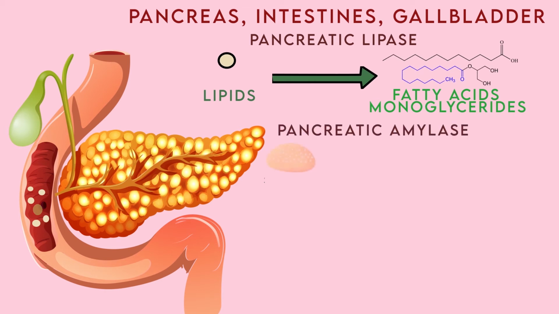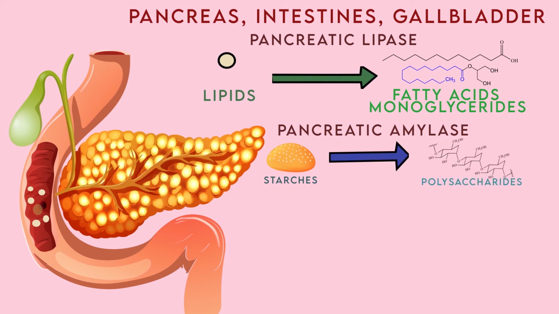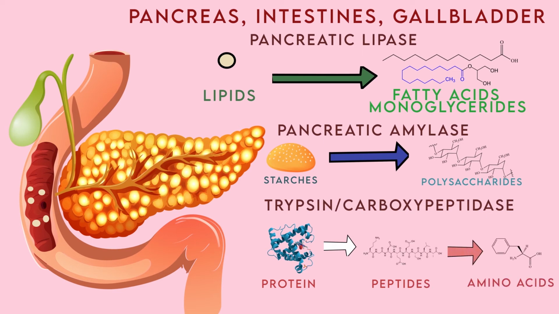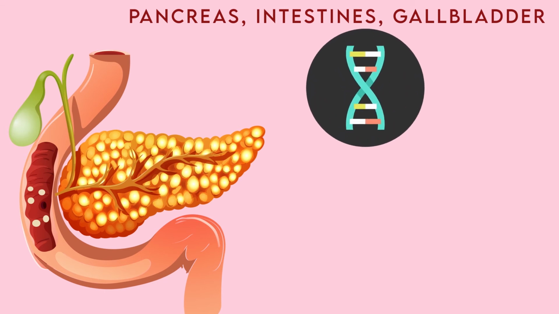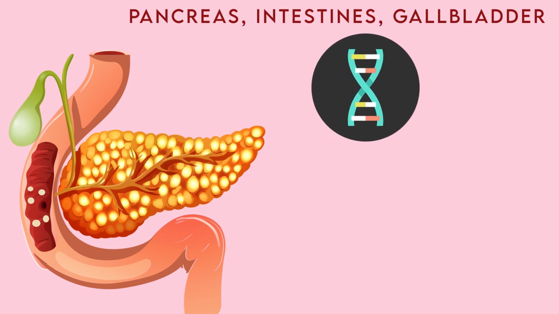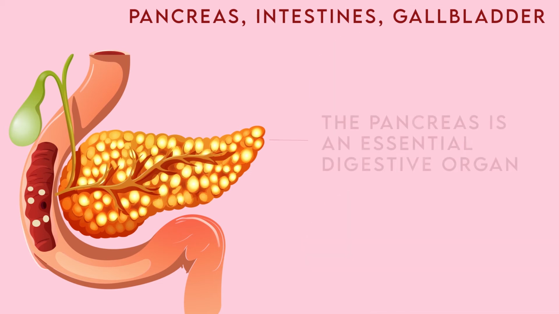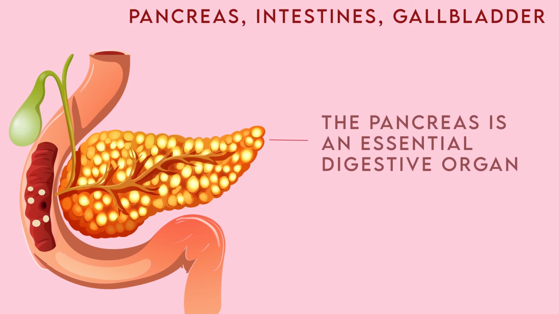Pancreatic amylase will digest the remaining starches into various polysaccharides. Protein digesting enzymes from the pancreas, trypsin and carboxypeptidase, will work together to digest proteins into peptides and then into amino acids. And now, for the first time in the GI tract, DNA and RNA, two nucleic acids, will be digested into nucleotides by deoxyribonuclease and ribonuclease, both of which are from the pancreas. All in all, pancreatic enzymes will, with help from bile, digest significant amounts of food molecules.